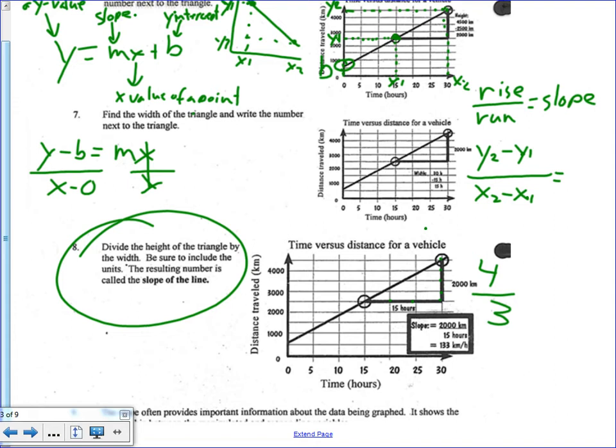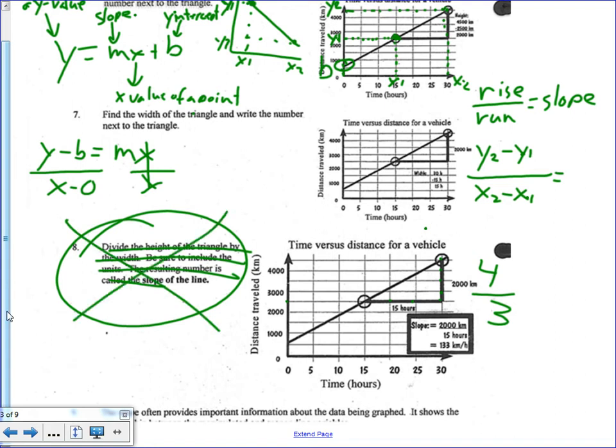Is that going to give me the right slope? It is not. Because each line was not worth 1, each line was worth 500. Kind of a big difference. Okay? That's why I don't like this height of the triangle by the width thing. Just get rid of it. All right? It's no good.